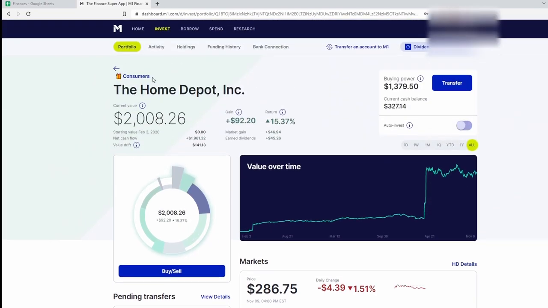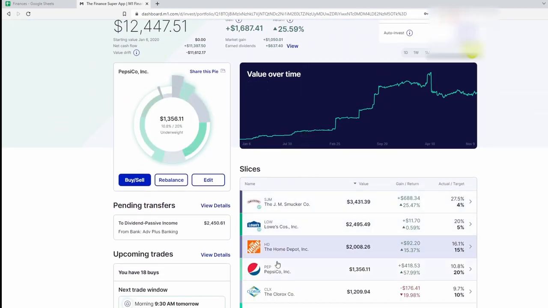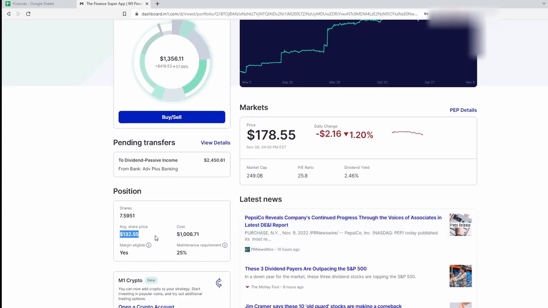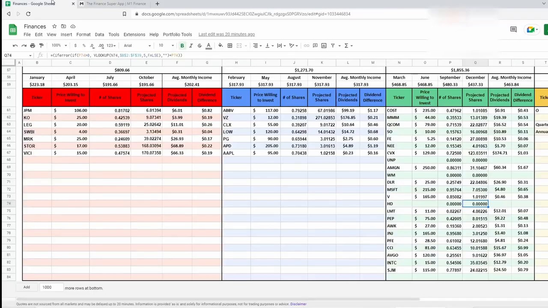That's Home Depot. We're good with Home Depot. Awesome. Next, we got Pepsi. Pepsi, $132, guys, I paid for this company back in 2020. Look at this, $178.55. Yeah, okay. Oh, man, this is what I'm saying. Like, I do not want to sell any of these companies because I bought them at such great valuations. It's just, I don't think we'll ever get there.